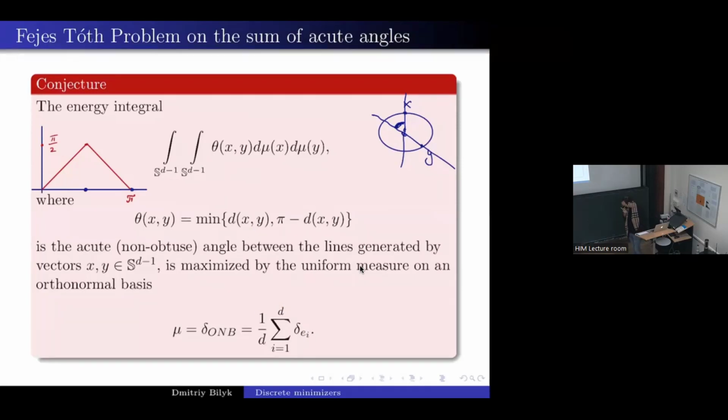And then this propagates to higher dimensions. If you know that the orthonormal basis maximizes, then you also have, for example, you can take 1 point on the equator, and that would also be a maximizer.